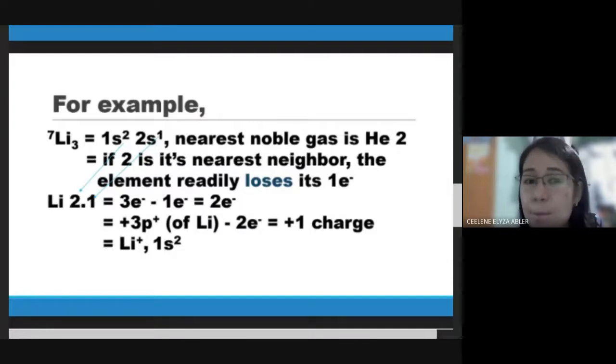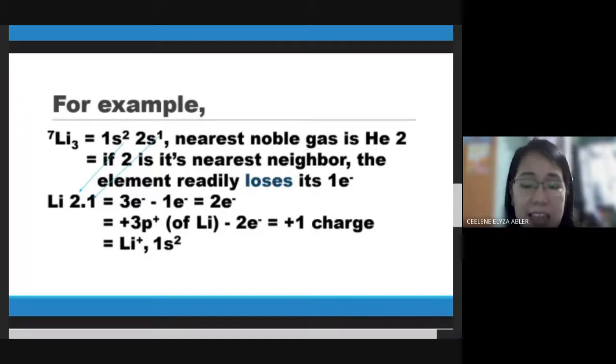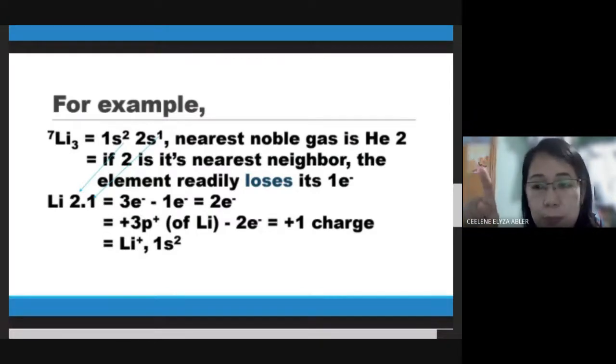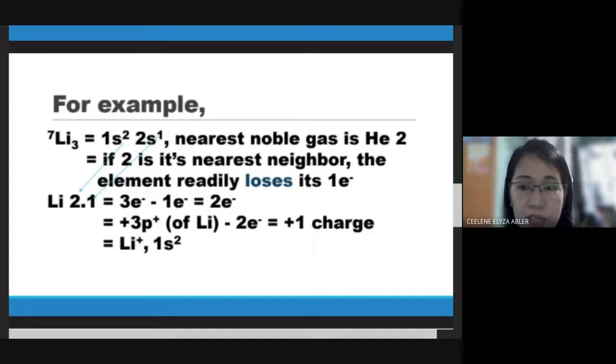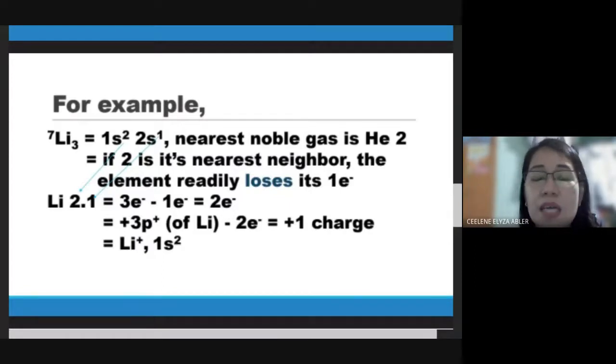So on the original number, because the atomic number also represents the number of protons, we have 3 protons for lithium, minus the 2 electrons. So it will have a charge of plus 1. It is written as Li, the symbol for lithium, with the positive charge up at the top, and its new electron configuration, right after losing its electron, is 1s2.